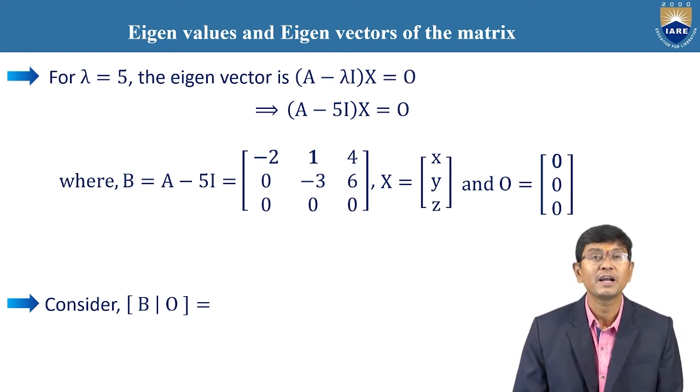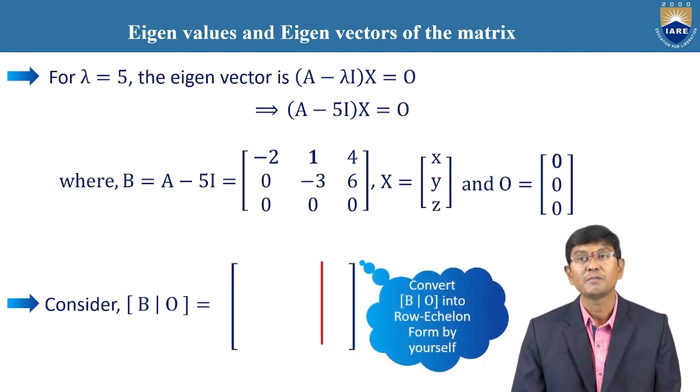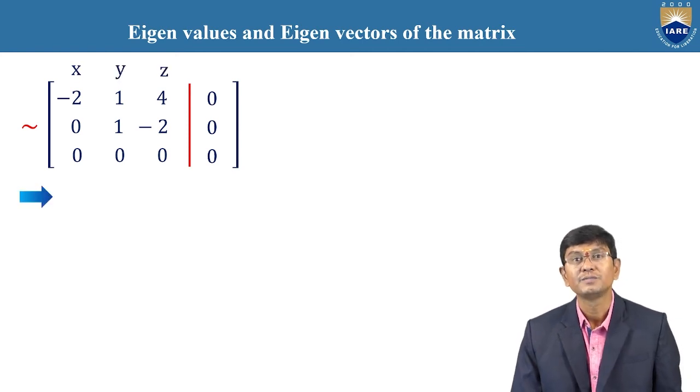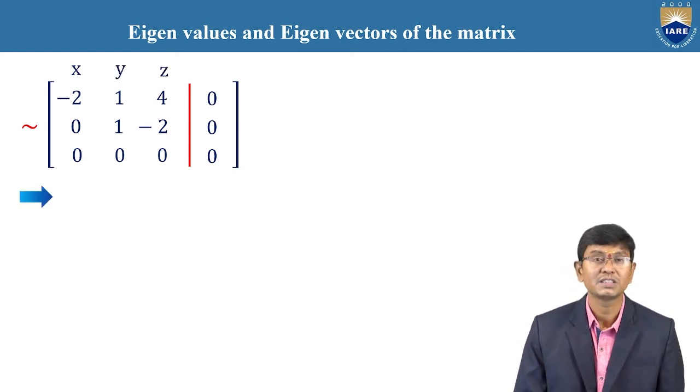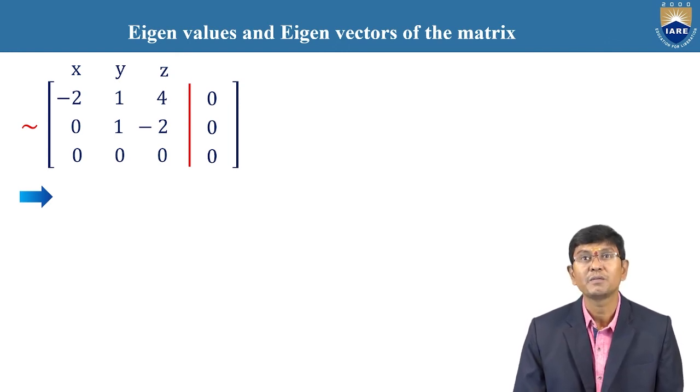Therefore, the augmented matrix is obtained as the collection of the B matrix and 0 together side by side. The matrix is minus 2, 1, 4, 0, 0, minus 3, 6, 0, 0, 0, 0, 0. By applying elementary row operations it is reduced to echelon form. Finally, you obtain minus 2, 1, 4, 0, 0, 1, minus 2, 0, 0, 0, 0, 0.